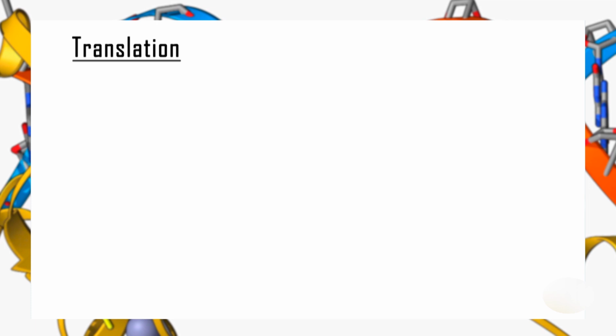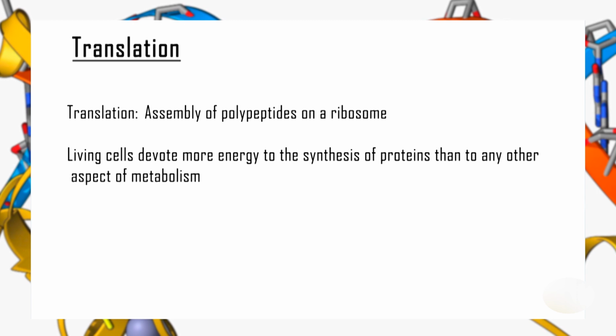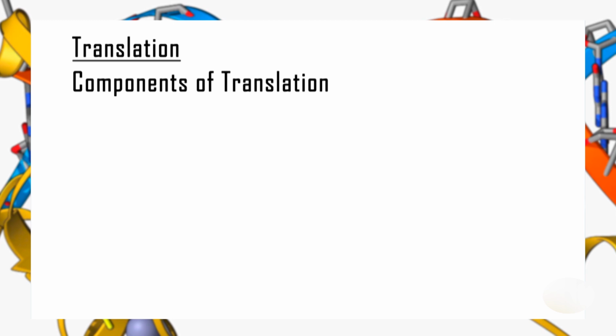Translation is the assembly of polypeptides on a ribosome. Living cells devote more energy to the synthesis of protein than to any other aspect of metabolism. So, what is translation? Translation is the assembly of polypeptides on a ribosome. Then what are the components of translation?